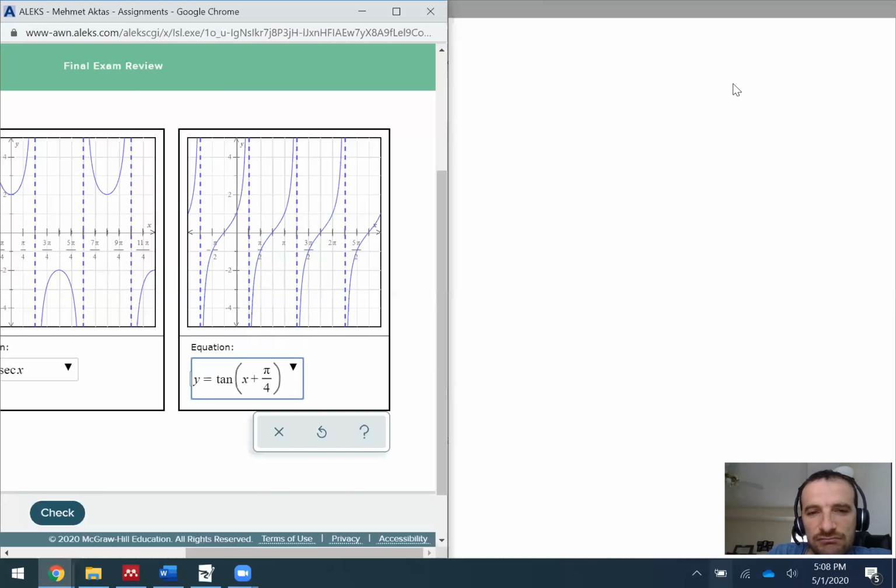And this is how you do it. You can just pick a point on the graph and plug it in the functions, whether it is satisfying or not. Or actually, if you look at the graph, it is just the graph of tangent shifted pi over 4 units to the left. That's why this is the answer, okay? So you can do it that way either. Let's check our answers.